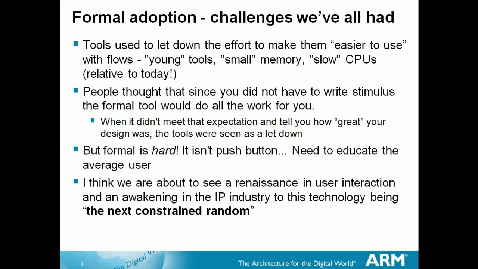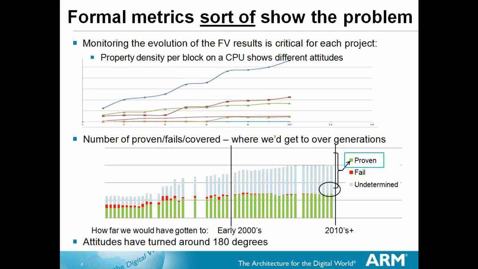Yeah, so these are the sort of issues that we've seen. And I guess the key point here for us is that there's very much a renaissance happening within, I guess, ARM at least. I don't know about the whole of the IP industry. I hope it's in the IP industry. But formal is starting to become, for us at least, the next constrained random.